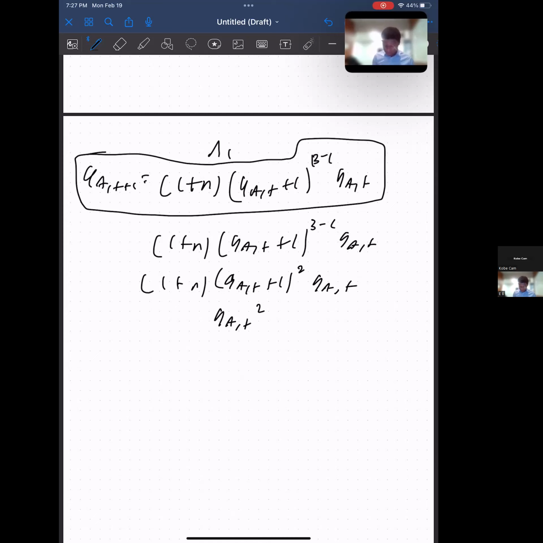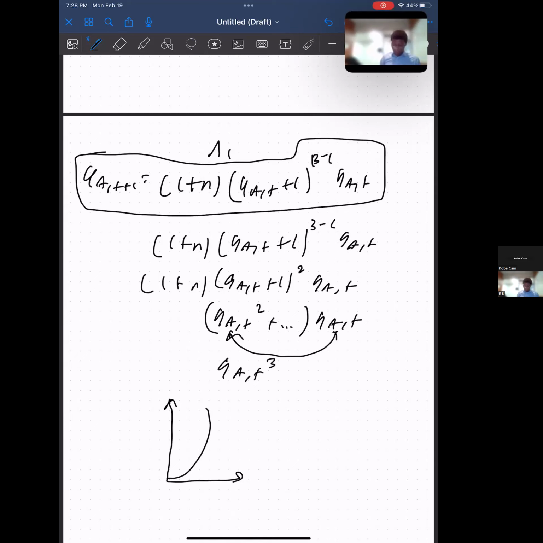Why is that important? So there's GAT plus a bunch of other stuff, right? We don't really care about that. What we do care about is that if we multiply GAT by this term, right, then it would just be GAT to the third. So that means GAT plus 1 is growing like this, as GAT increases, this is growing like this.